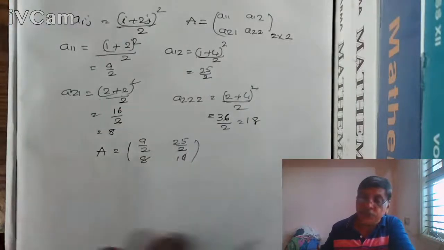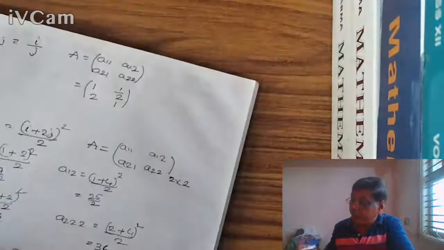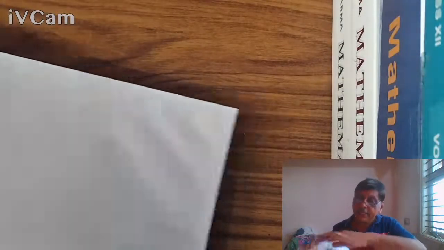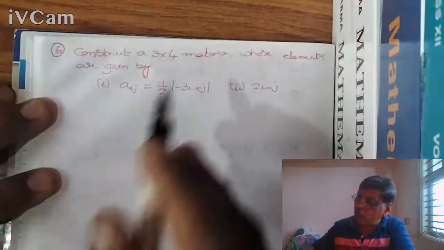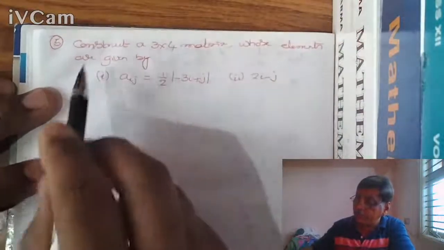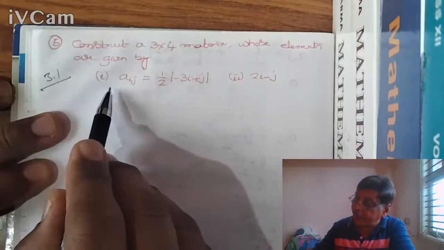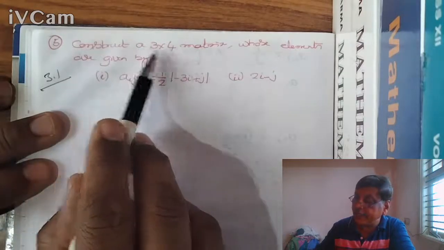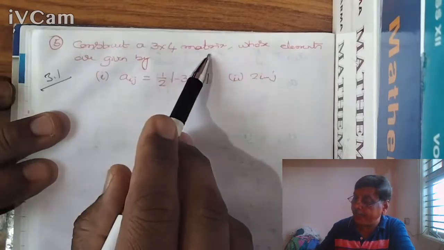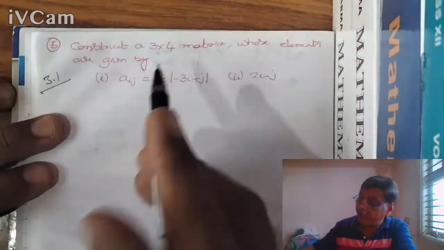Next, question number 4 is over. Next, we move on to the same exercise, exercise 3.1, question number 5. Again, there are two sub questions. The question is, construct a 3 by 4 matrix whose elements are given by. We discuss one by one.